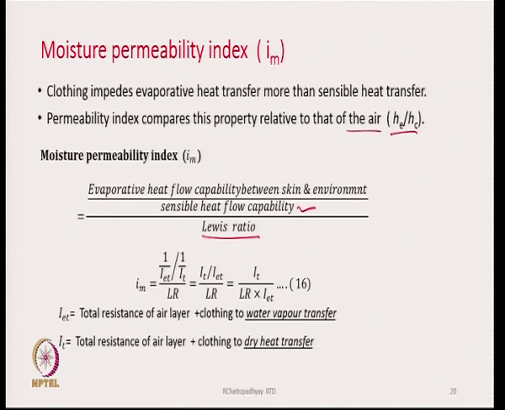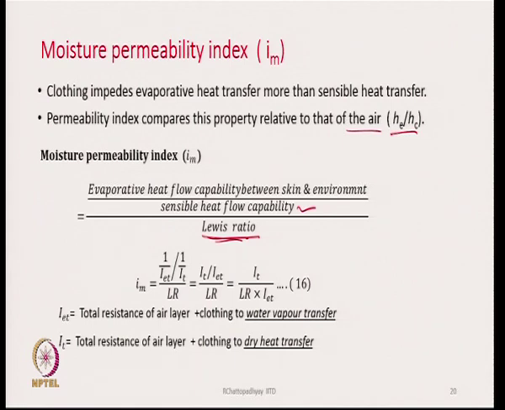We have seen earlier what the Lewis ratio is. Lewis ratio is H E by H C. H E is the evaporative heat transfer coefficient and H C is the convective heat transfer coefficient. The ratio of these two is called the Lewis ratio. And at the bottom, it is just for the air.